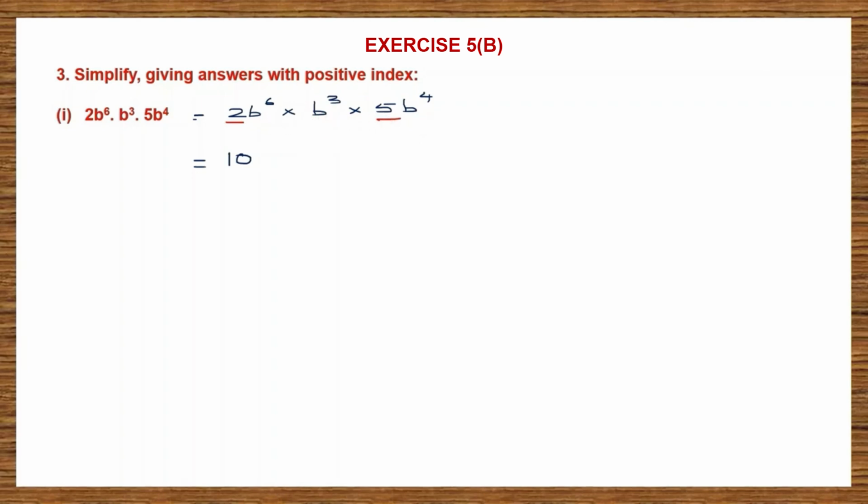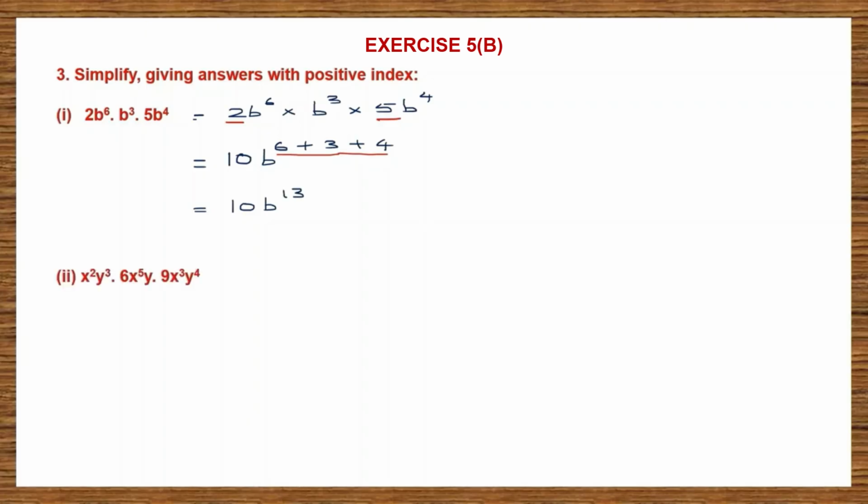So let's write b raised to the powers. So we have 6 and we are adding up. Remember, when it's multiplication, we add the powers. 6 plus 3 plus 4. So here we'll have 10 as it is and b raised to the power of, now let's add up. 6 plus 3 is 9. 9 plus 4 is 13. 10b raised to the power of 13.